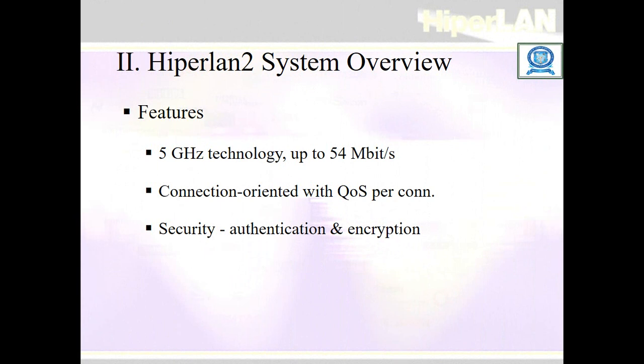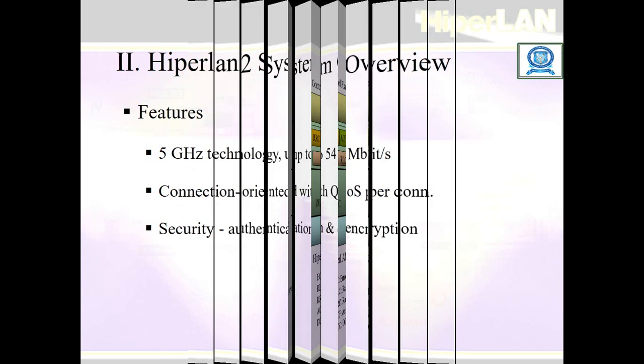Then we look at the Hyperlan 2 system overview. Its features are that it uses 5 GHz technology with up to 54 megabits per second data transfer rate, it is connection oriented with quality of service, and security authentication and encryption are done in Hyperlan 2.